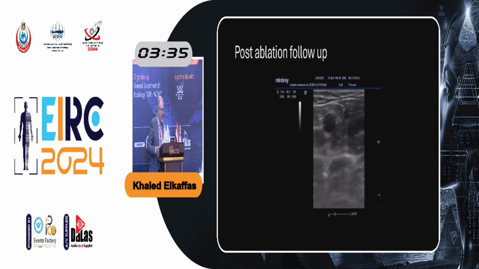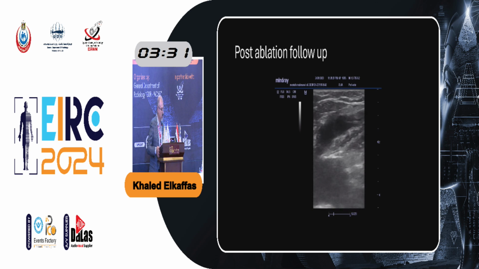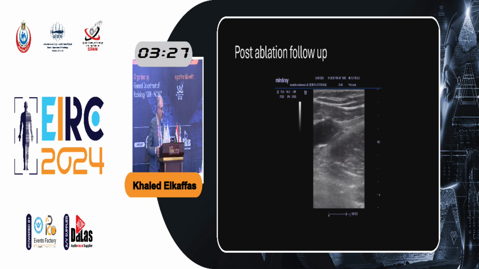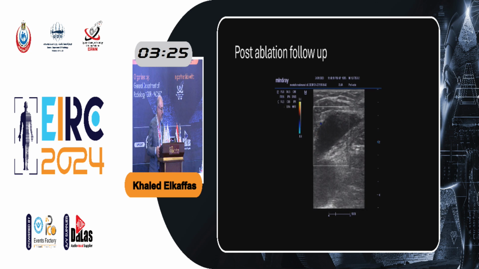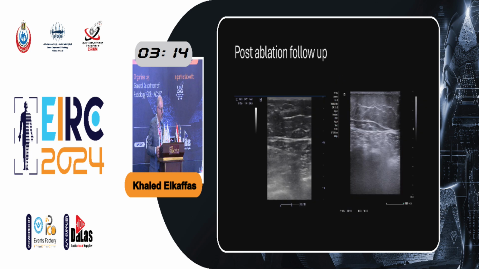Here is a follow-up after several months. You can see here that the vein is totally fibrosed. You can see the vein in the compartment, totally fibrosed and non-identified. And here is the junction, also competent with no recurrence of reflux. After 1 year, you can see the vein in the compartment, totally vanished.